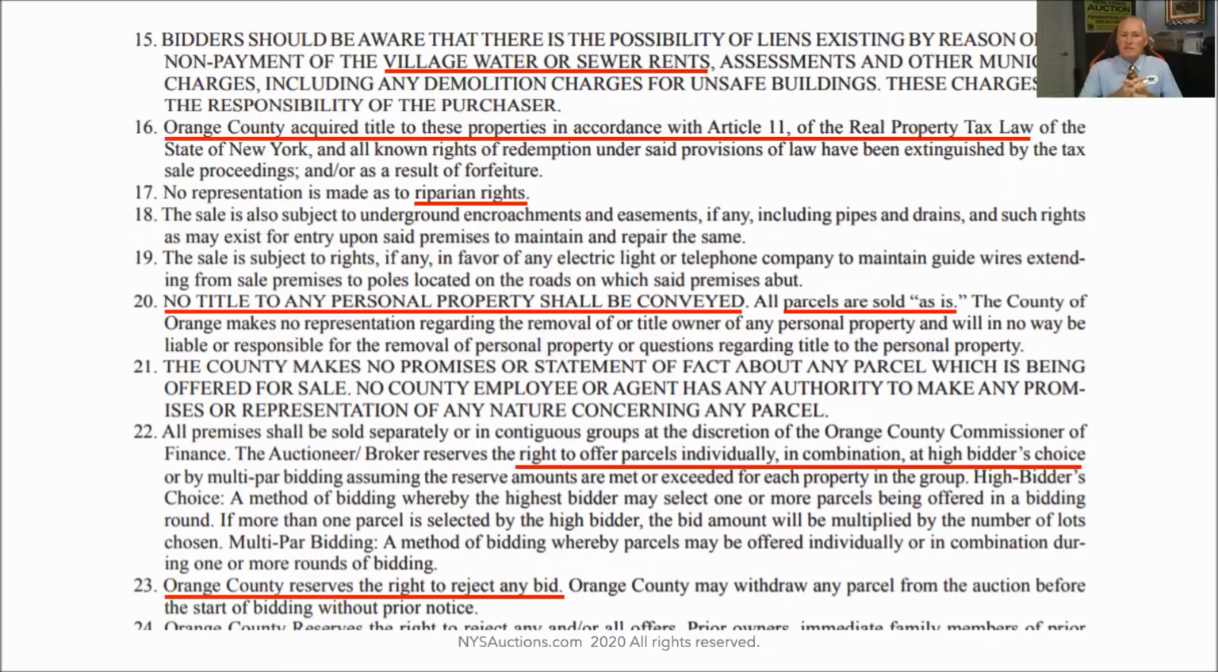Also, number 17, riparian rights. It's a fancy word for water rights. So let's say that you buy a piece of property that might have a stream running by, or a river going by, or it fronts on a lake.